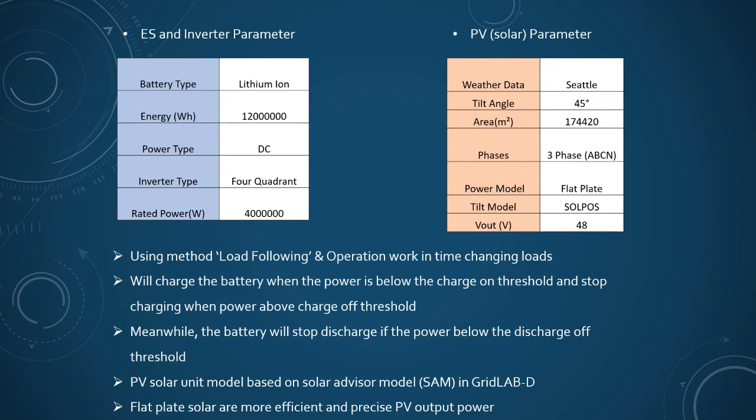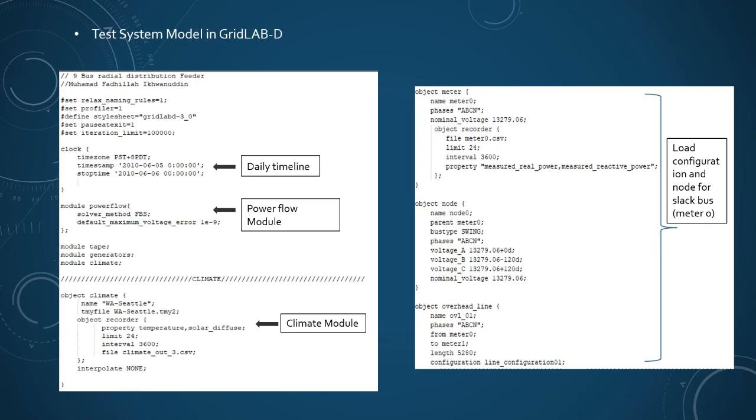Then the PV solar unit model is based on the Solar Advisor Model, which is SAM, in GridLabD. Also, flat plate solar is used because it's more efficient and precise on the PV output power. So yeah, this is from GridLabD software. So far for my project, the system records for 24 hours with the power flow module setting, and the climate module I use is from Seattle, United States.